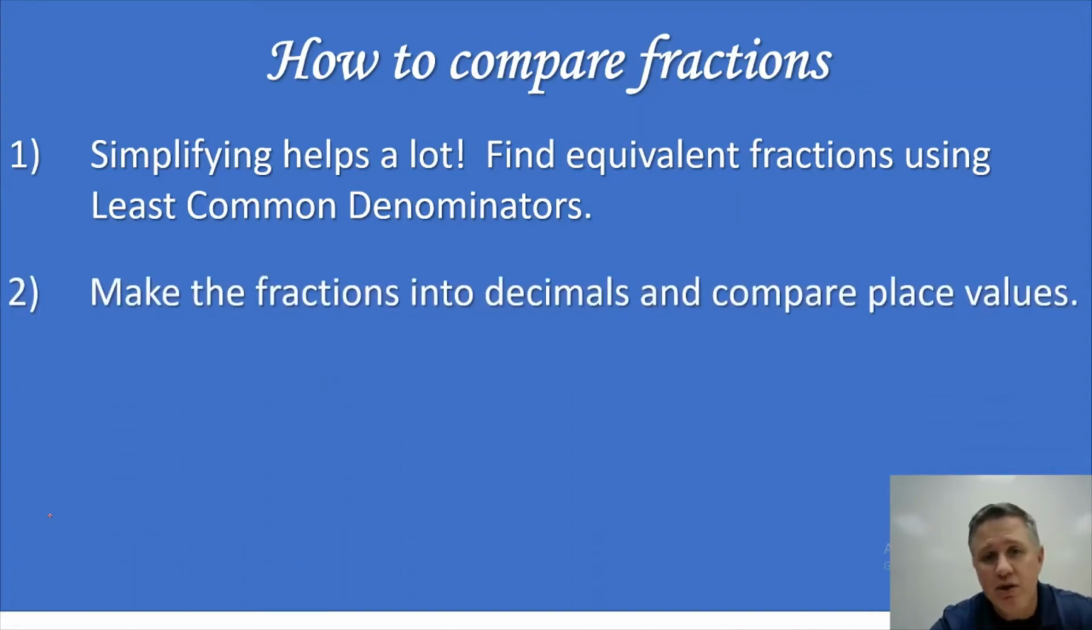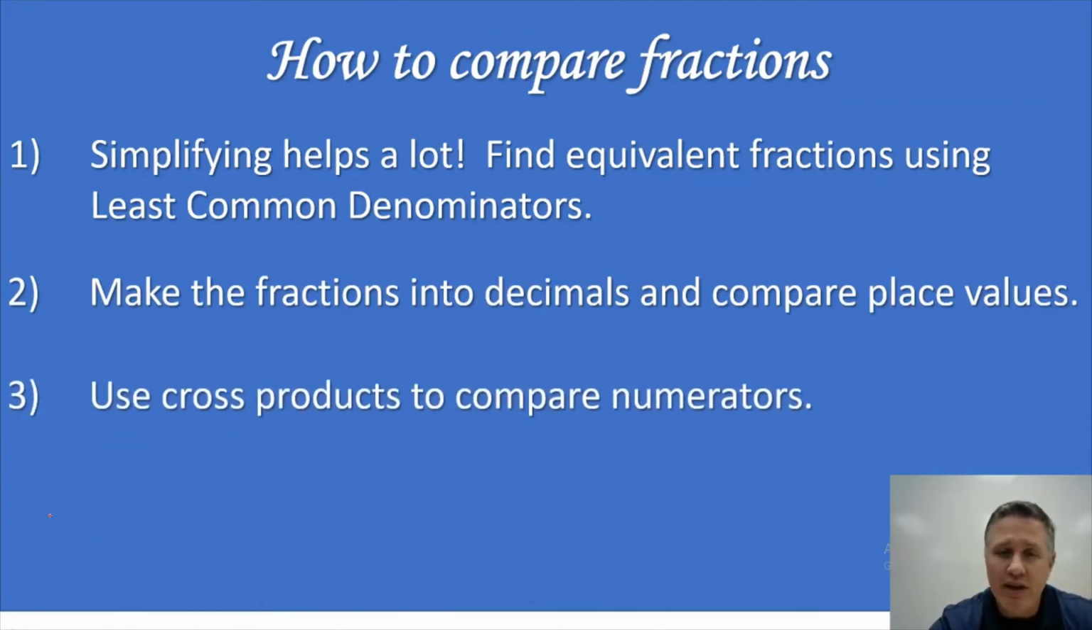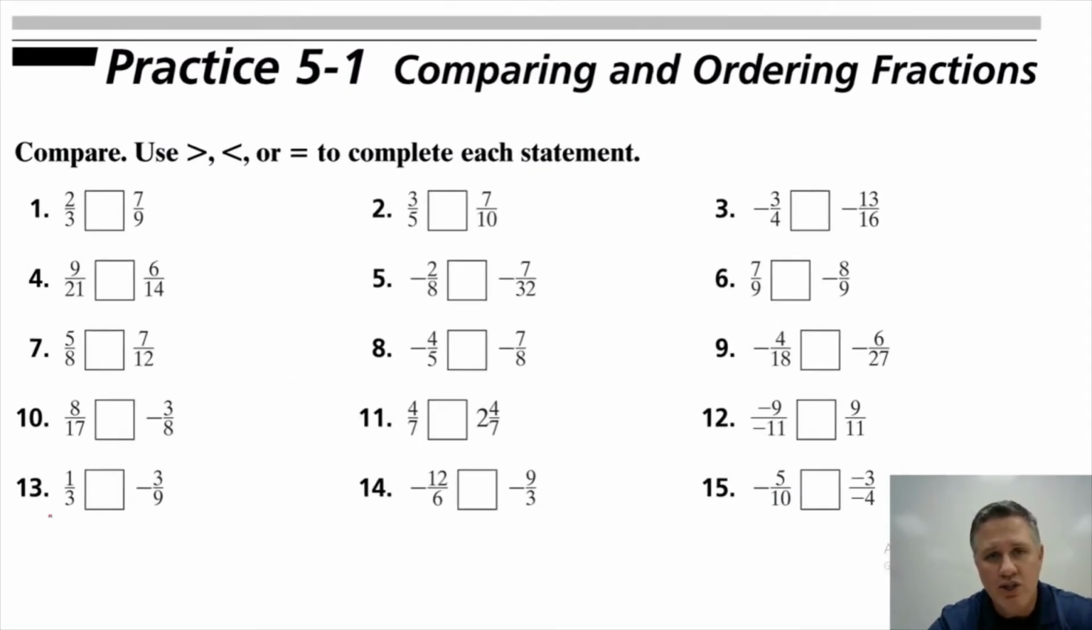Number two, you can make the fractions into decimals and compare the place values, but that's probably going to take the most time. And number three, probably the quickest way most often is to use cross products to compare the numerators. So let's try these out, and I'm going to probably solve these the quickest way.